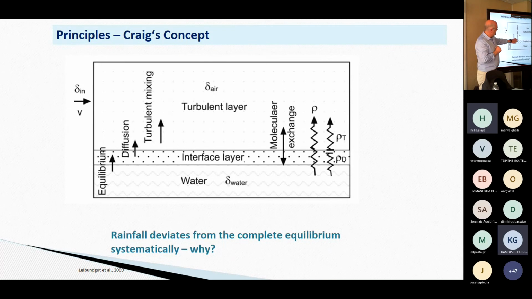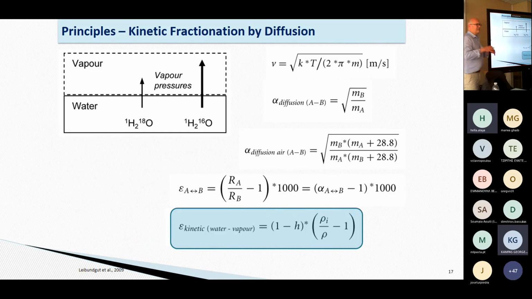We have the water, we have the atmosphere, and above the ocean or above the lake we have a small layer which is saturated with vapor, and water molecules that leave the water need to get through this layer. And this little layer actually creates a deviation from the theory by diffusion. And this opens a new chapter.